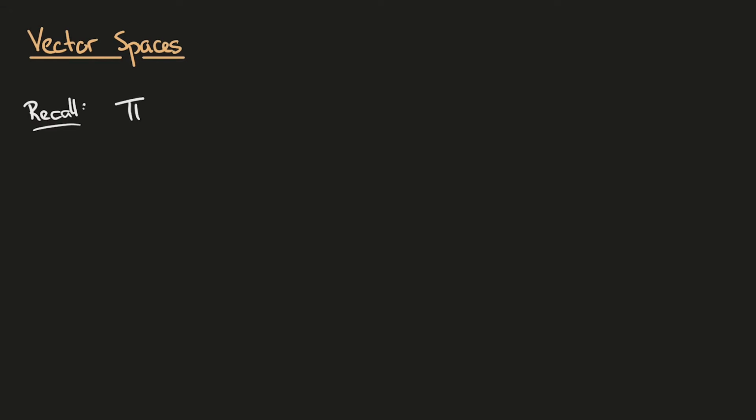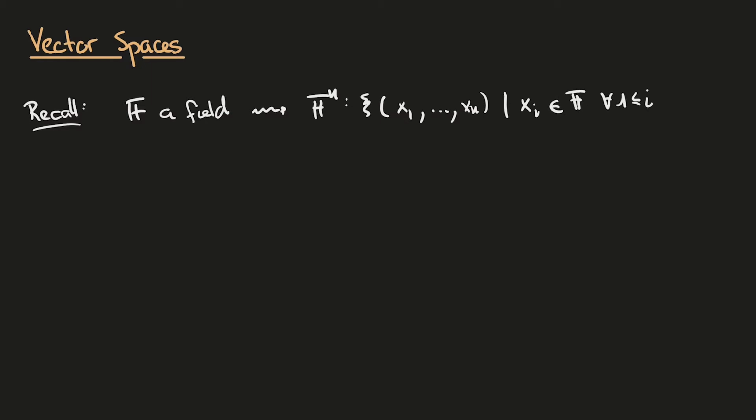Recall that if F is a field, then we defined Fn to be the set of all ordered lists with entries x1 up to xn, where each entry xi is an element of the field F. We then defined two operations on Fn, namely addition and scalar multiplication.